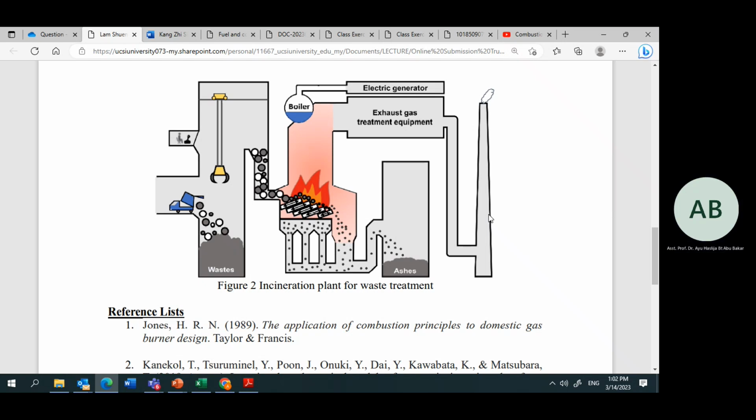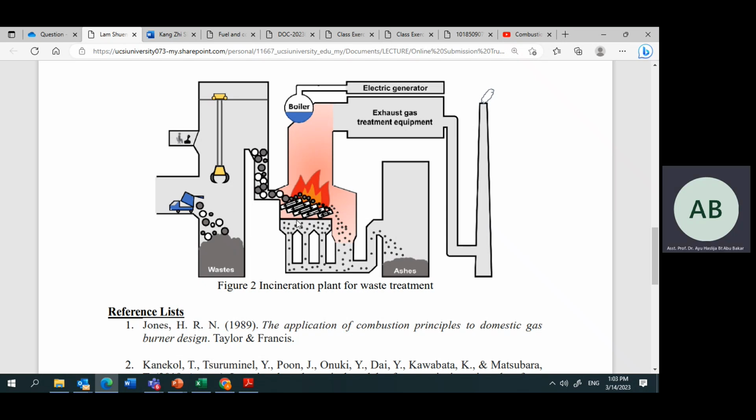Okay, the burner is actually the burner. And my question is, what is the difference between burner and incinerator? No difference, because incinerator is a combination for the whole system. Incinerator is a whole system. Burner, here is the burner. You need to use the burner to burn this waste, right? So incinerator is the whole system.